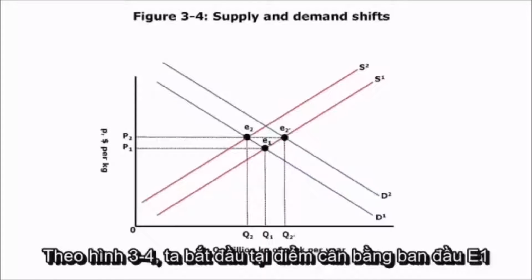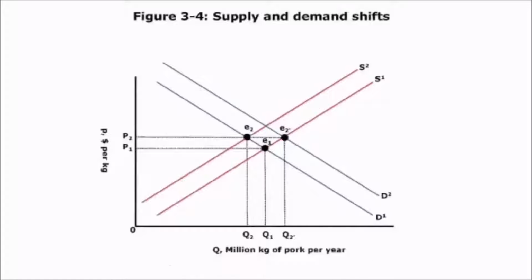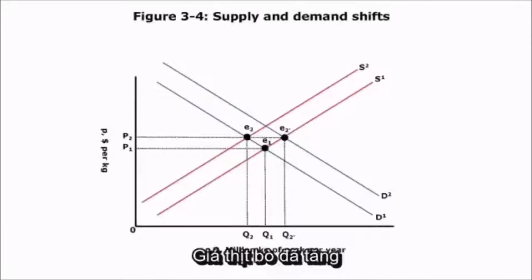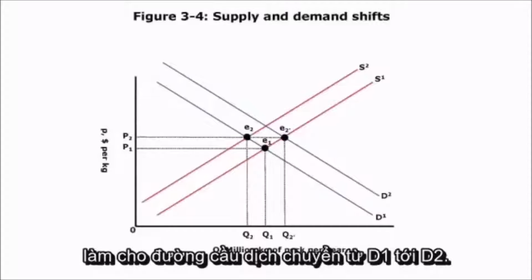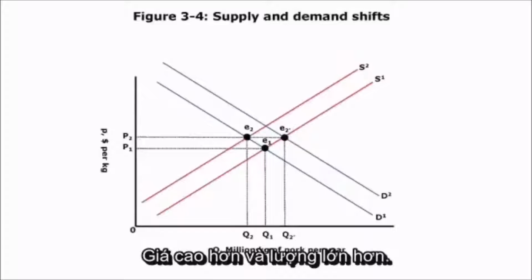Figure 3.4, we start at an initial equilibrium like E1, with a quantity like Q1 and a price like P1, okay? Now, imagine that there was a shift in demand because the price of beef rose, remember? The price of beef rose, that shifted demand from D1 to D2. What did that lead to? A higher price and a higher quantity.